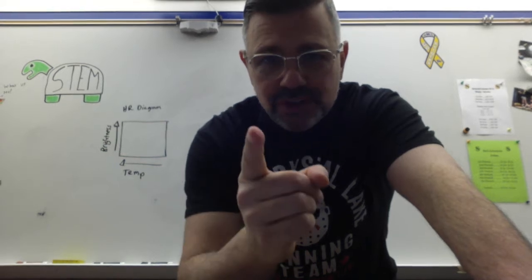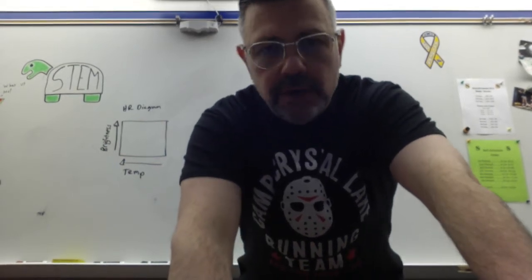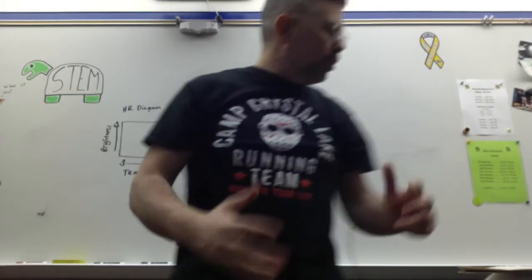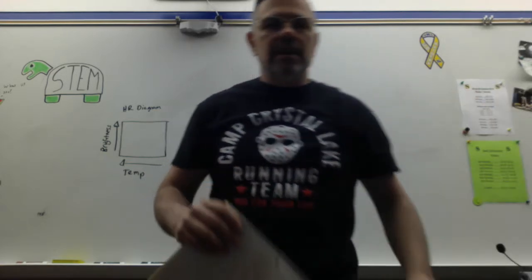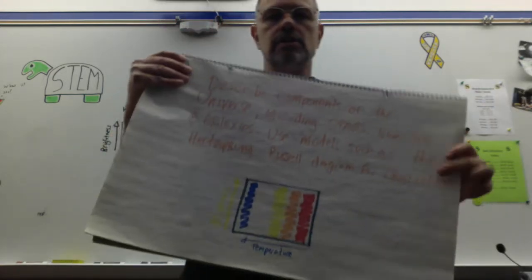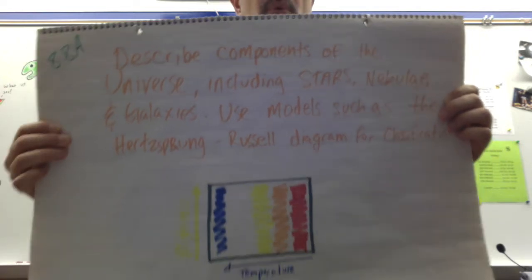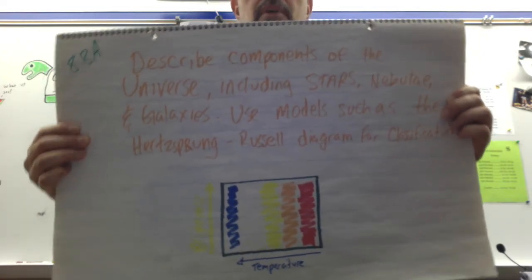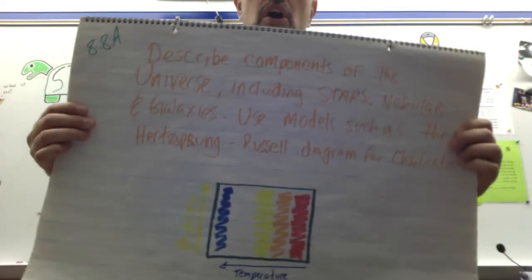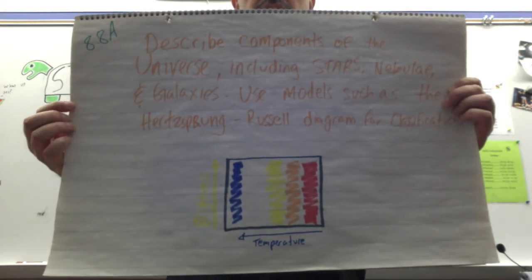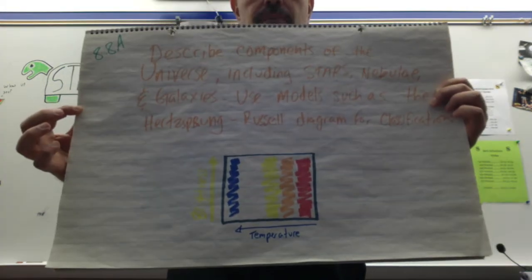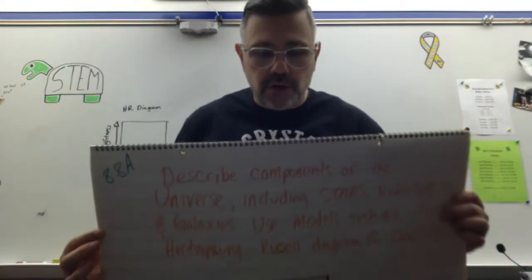For your next test review, we're going to be looking at Unit 7, investigating components of the universe. So, as usual, want to definitely go over some TEKS with you first. So let's look at this one. 8.8a is to describe components of the universe, including stars, nebulas, and galaxies. Use models such as the HR diagram for classification. We'll talk about the HR diagram momentarily.